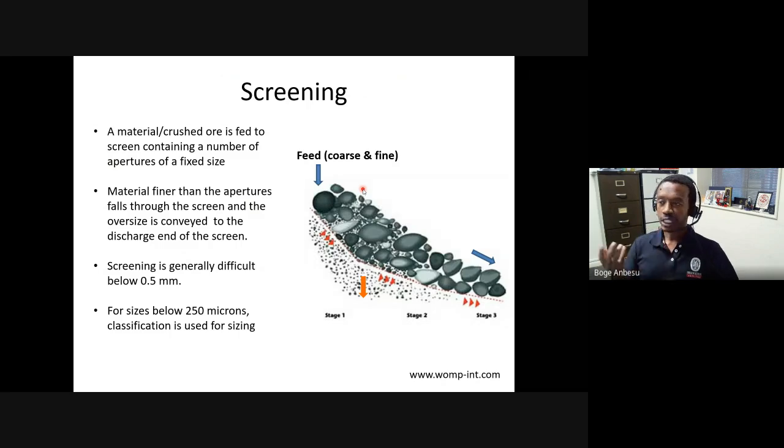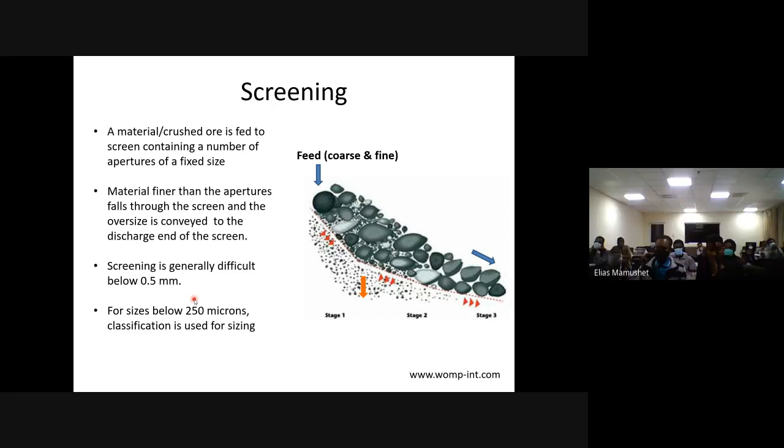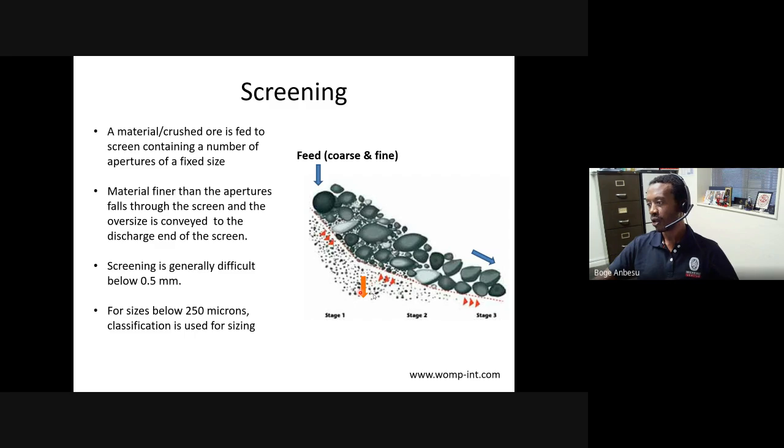So to put things into a simple perspective, when we say screening, all we're trying to do is put a screening surface, we feed coarse material that should flow over the screen, fine materials should pass through the screen, and basically we split the feed into fine and coarse. That's just what the basic principle is. There's nothing to it. So the fines will come down here and be collected as undersize, and the coarse will make their way all the way over the screen surface and be collected as oversize.